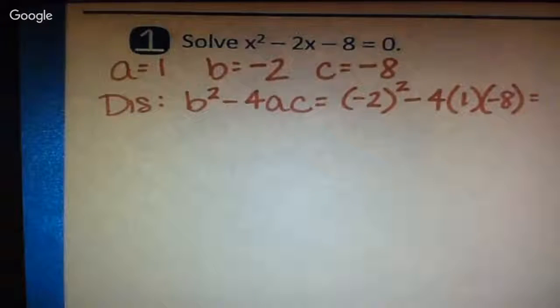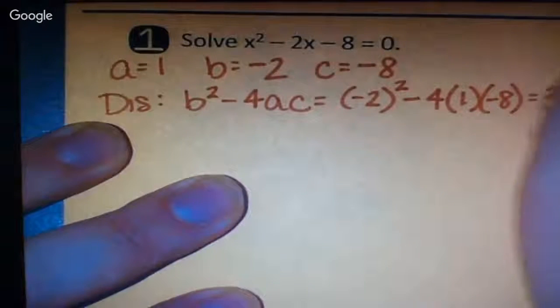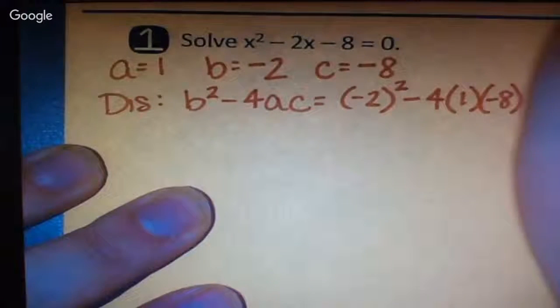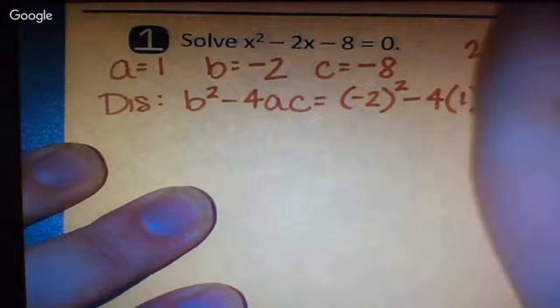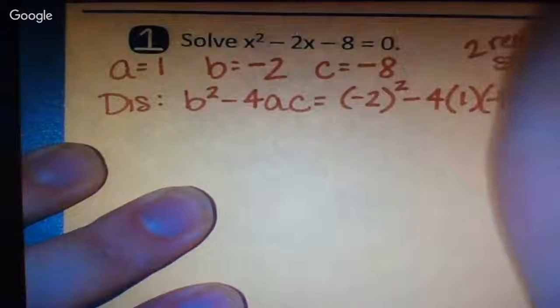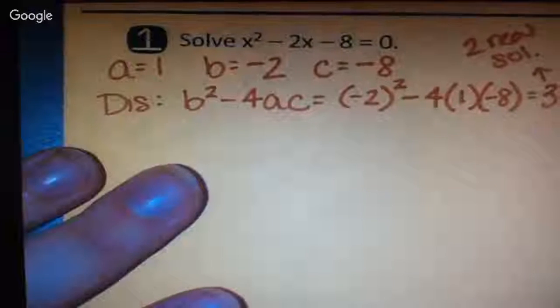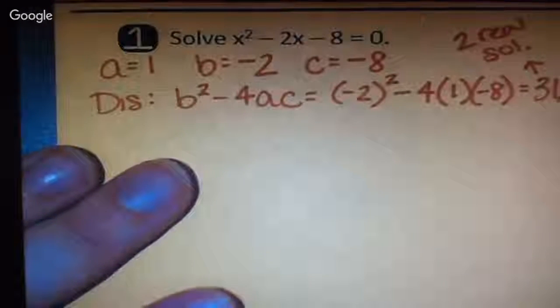Okay. Anybody else not get 36 that needs me to come look at it and figure out why? Okay, so you should have gotten 36. What's that mean? You have two real solutions. So we're actually going to end up with two numbers.